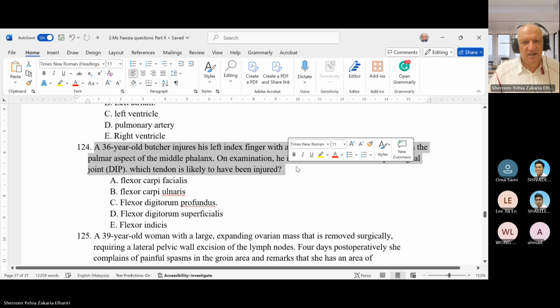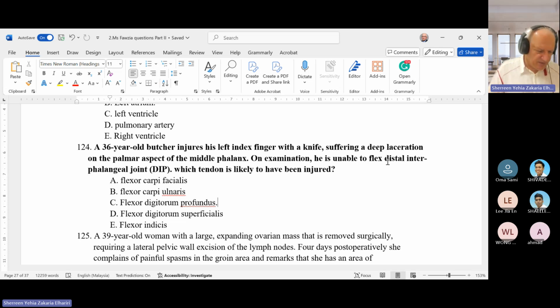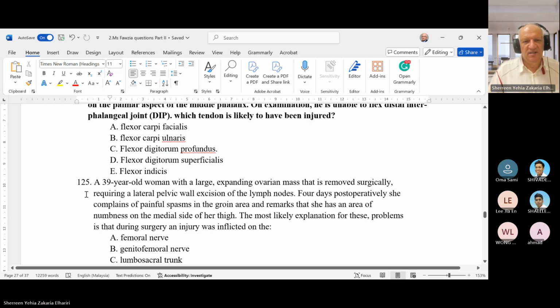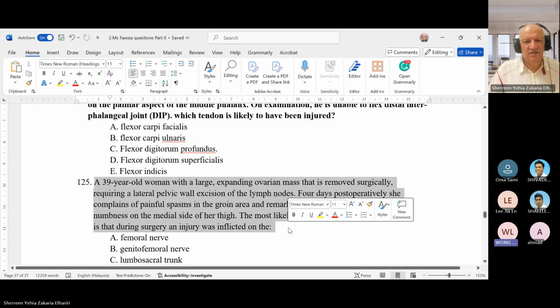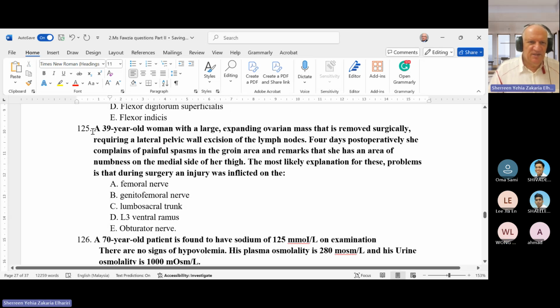Next question. A 36-year-old butcher injured his left index finger with a knife, with a deep laceration of the palmar aspect of the middle phalanx. On examination, he is unable to flex the distal interphalangeal joint. The question is which tendon? The tendon inserted in the distal phalanx is flexor digitorum profundus. Yes, correct.